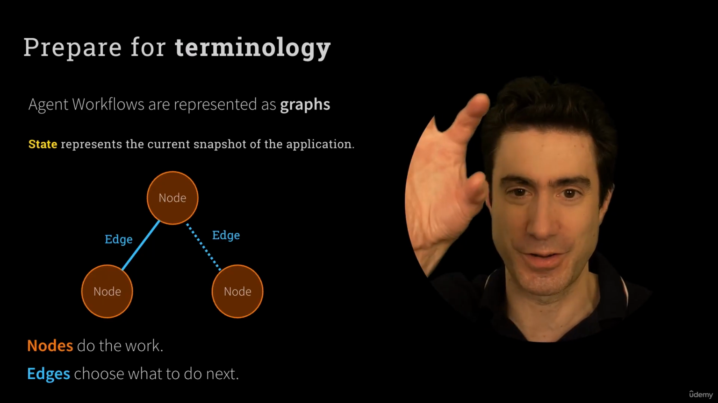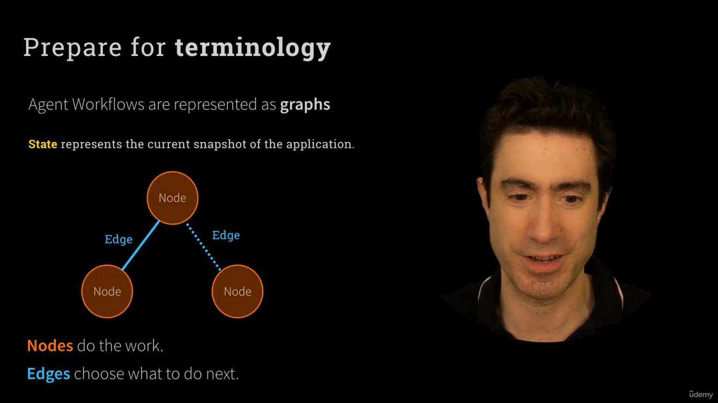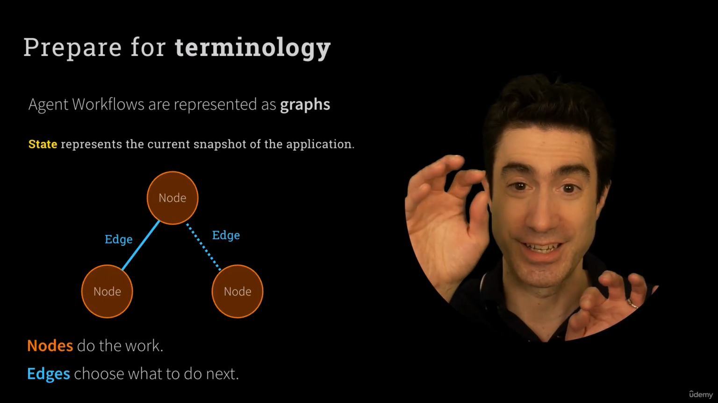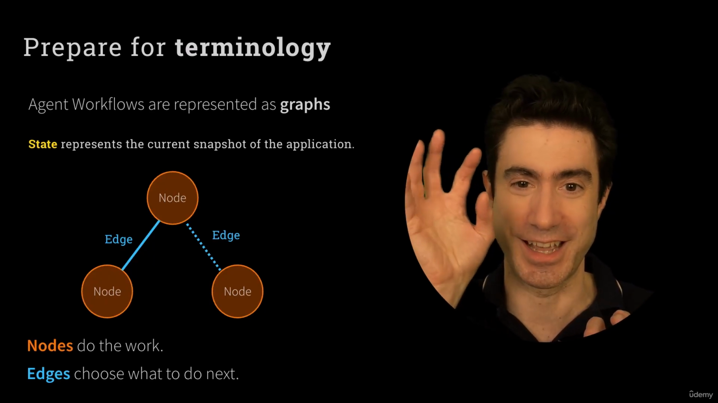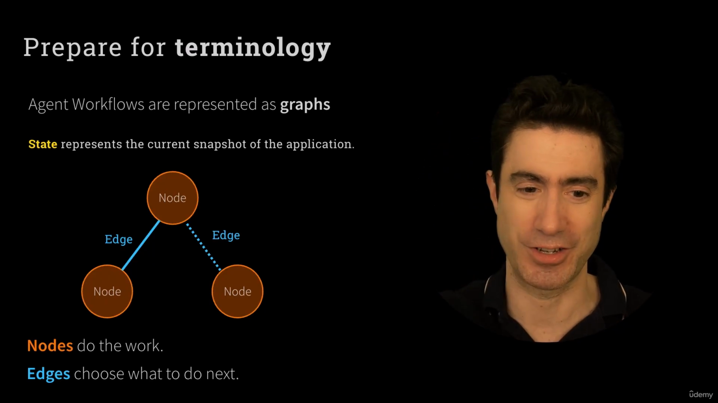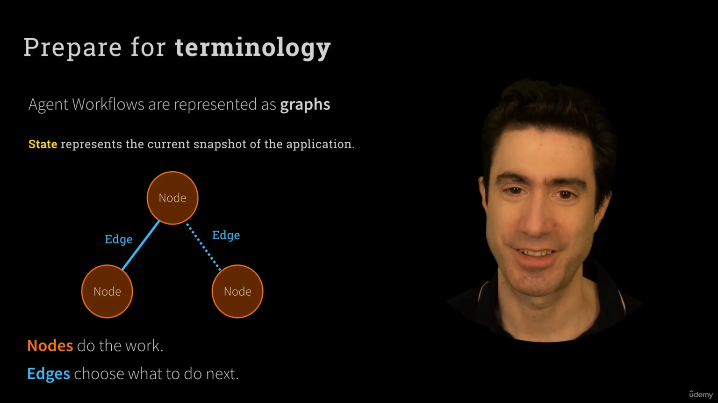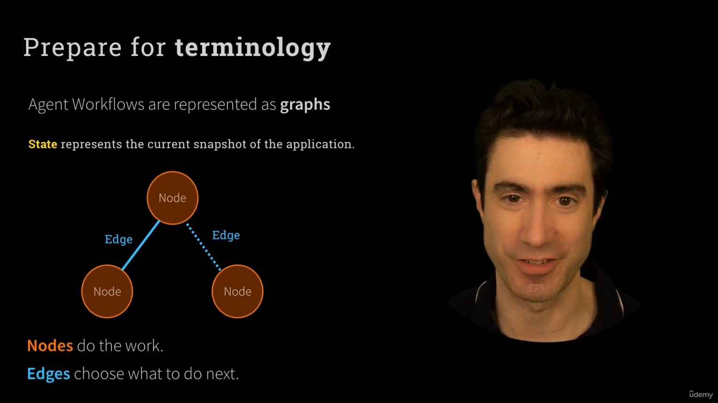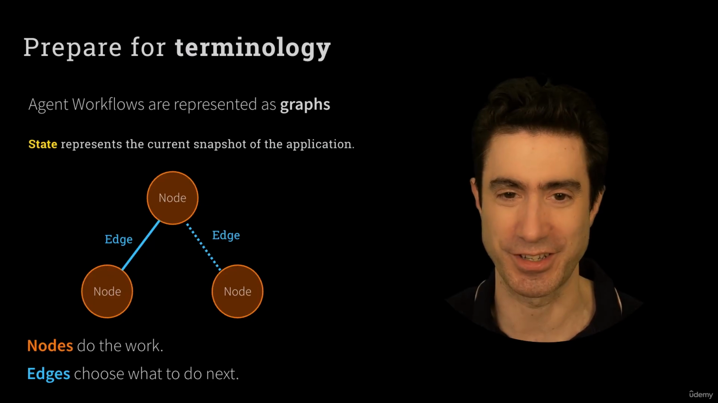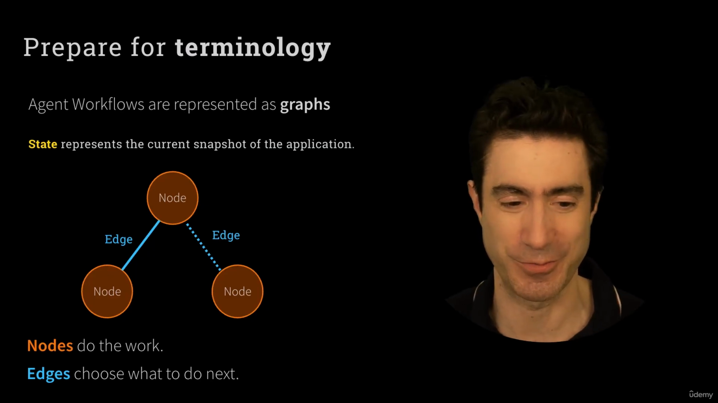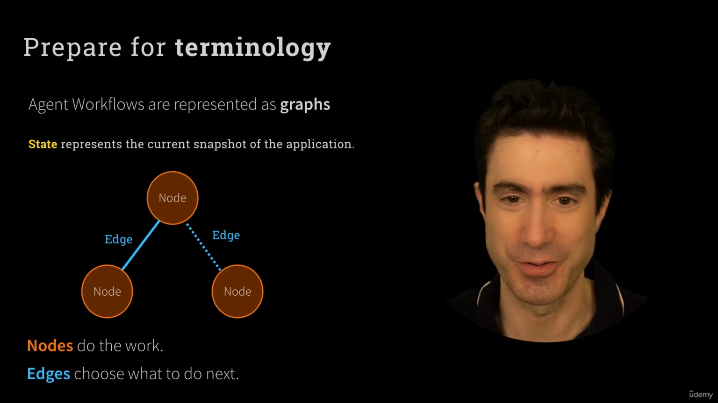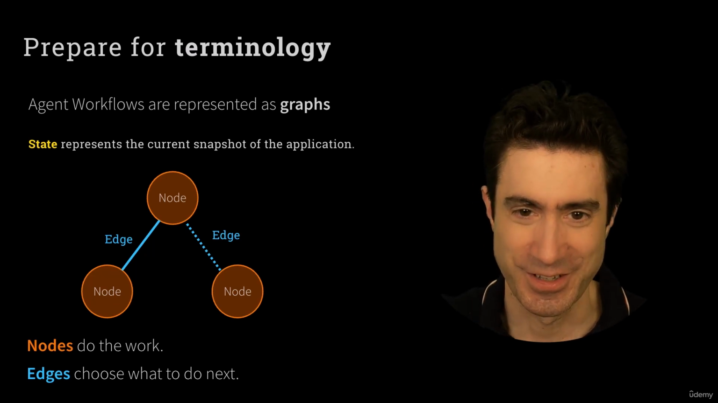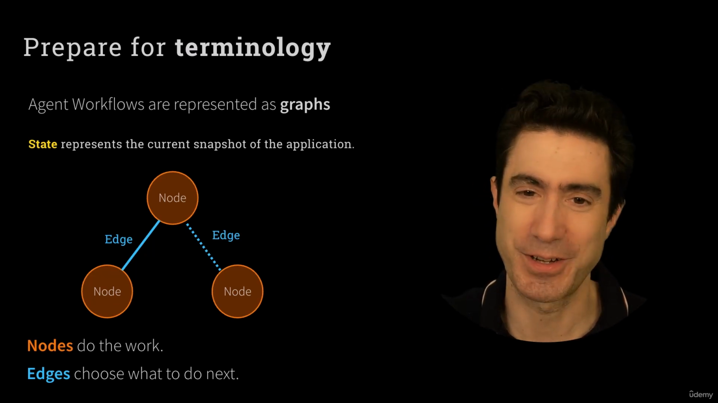Once the top node is run, then the next one will run, and the state passed in will be the result of the output from that first node. And the other edge is meant to show some sort of conditional edge, that in some situations the node on the bottom right will run. So again, nodes do the work, edges choose what to do next. That is the terminology.